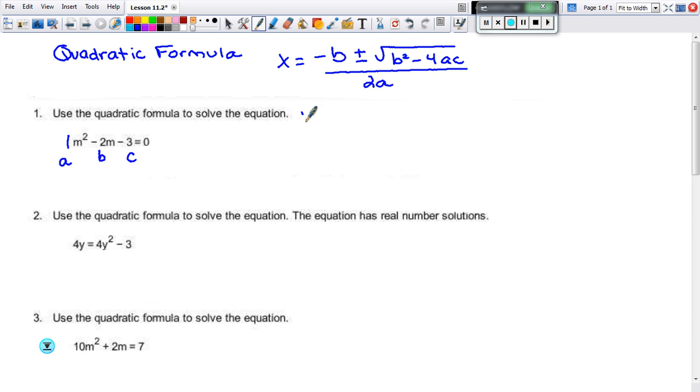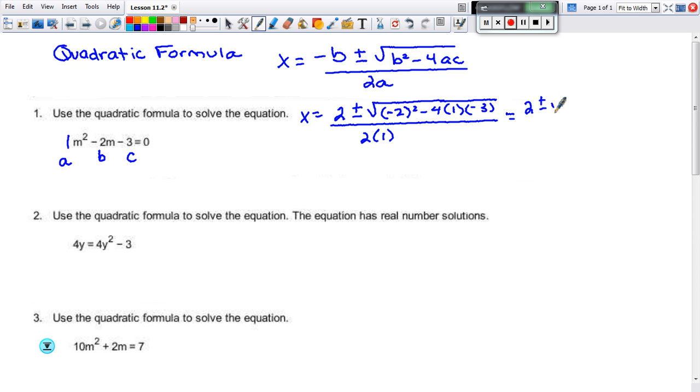So to do this, we do x equals the opposite of b. The opposite of negative 2 is positive 2, plus or minus the square root of b squared, so negative 2 squared, minus 4 times a times c, and all of that is over 2a. So that equals 2 plus or minus the square root. Okay, negative 2 times negative 2 is 4.